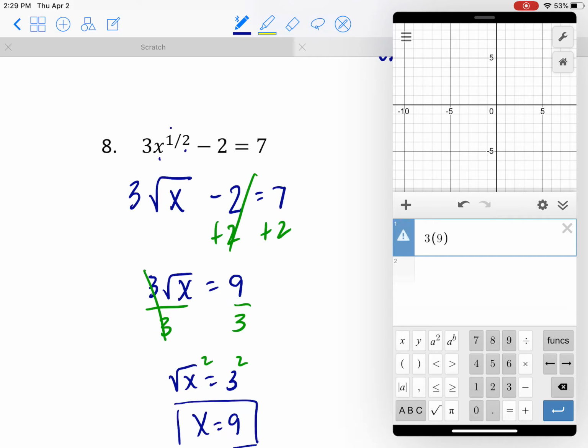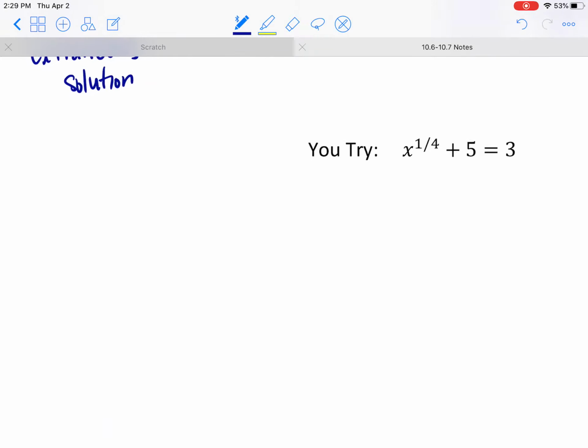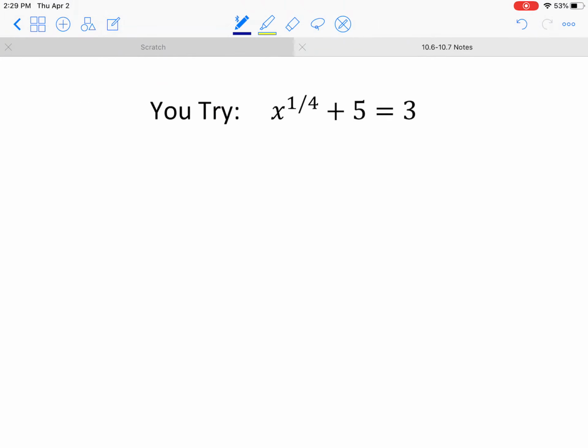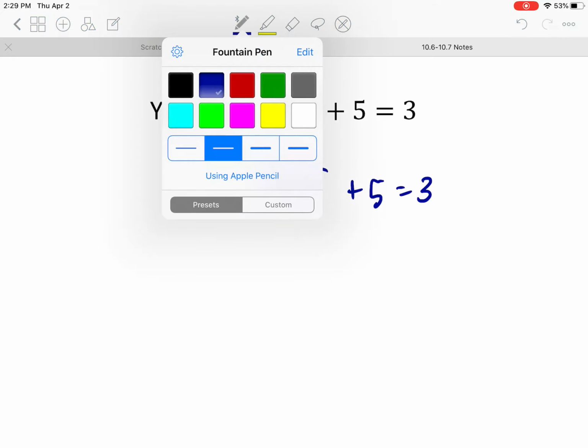We plug it back in and use your calculator if you want. We have 3, and then we're putting in a 9, and we want to raise it to the 1/2 power. And then if I subtract 2, better give me 7, and it does. Okay, so calculator can verify that for you. All right, one for you to try. If you want to pause, give it a shot.